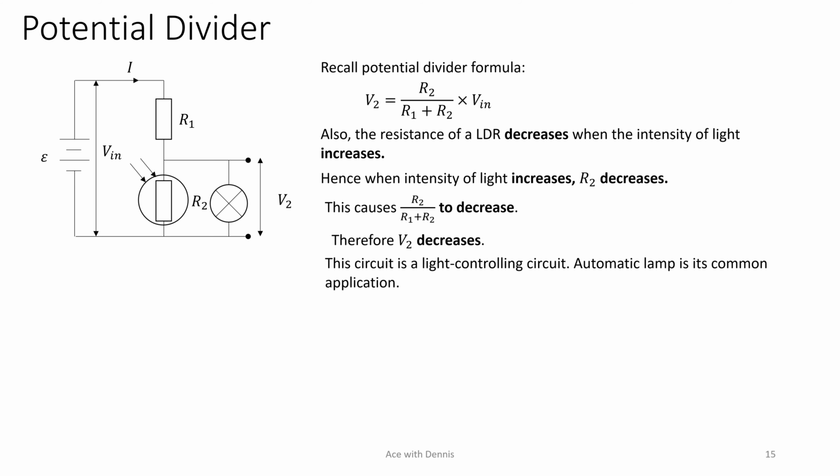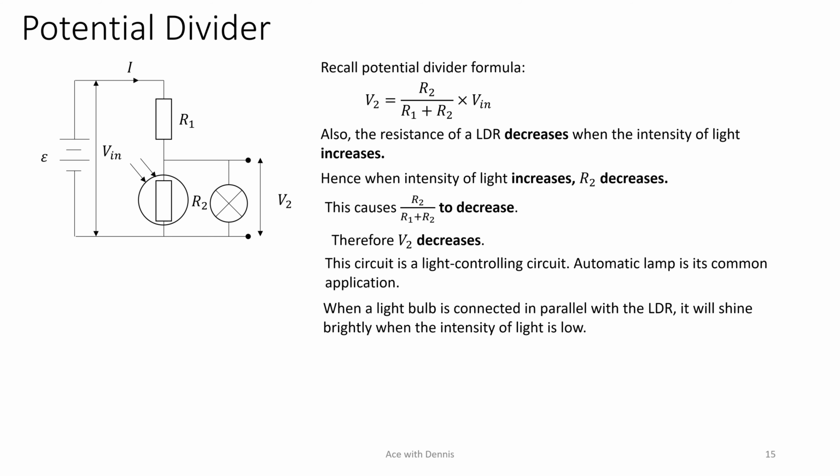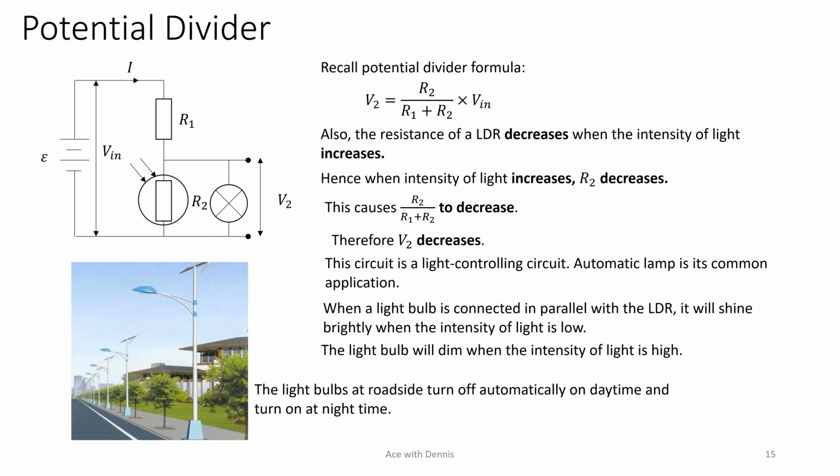Automatic lamp is its common application. When a light bulb is connected in parallel with the LDR, it will shine brightly when the intensity of light is low. The light bulb will dim when the intensity of light is high. The light bulbs at roadside turn off automatically in the daytime and turn on at nighttime.